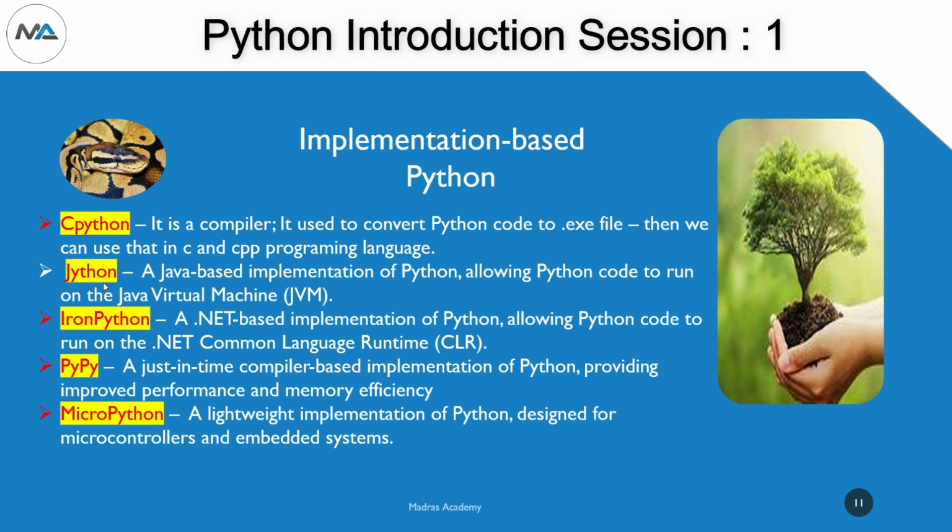In the same way, JPython is a Java-based implementation of Python, allowing Python code to run on the JVM, that means Java Virtual Machine. Using JPython, we can convert Python code to Java, and we can use that code in our Java applications also.